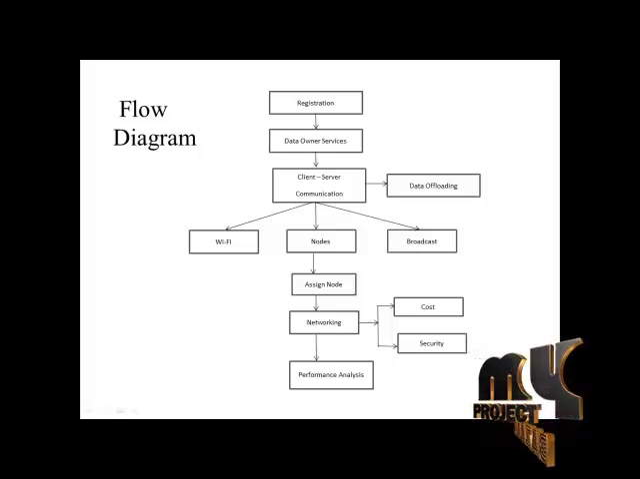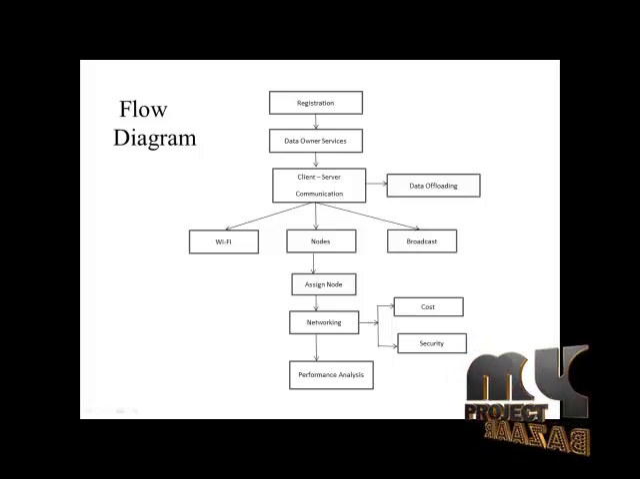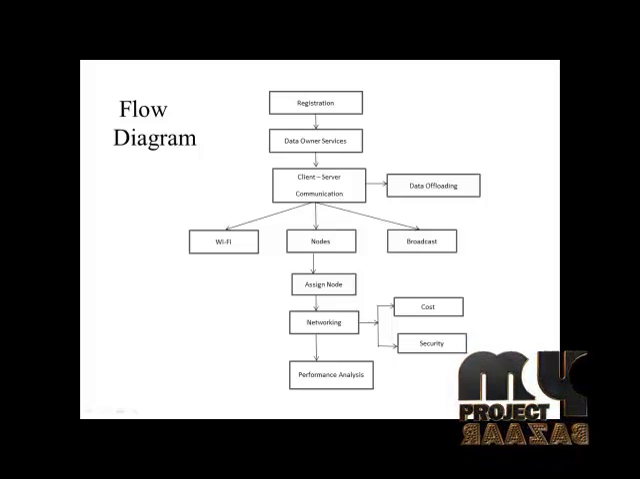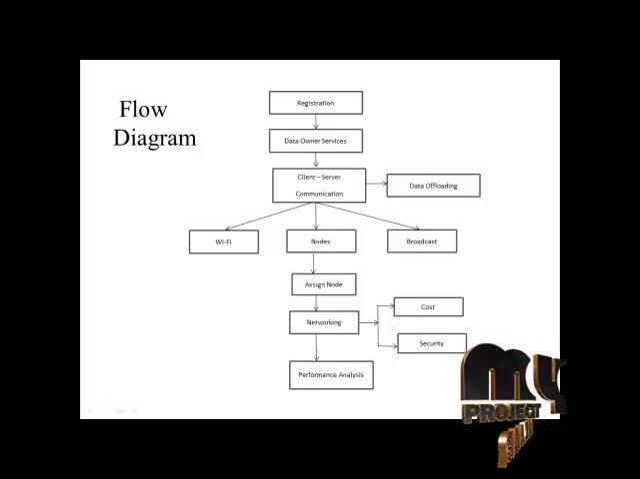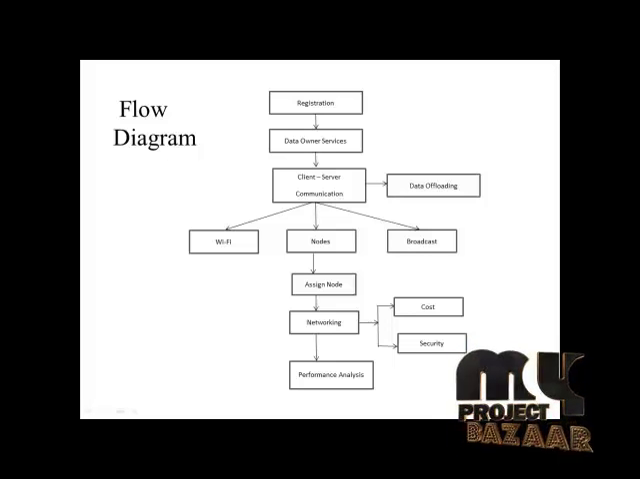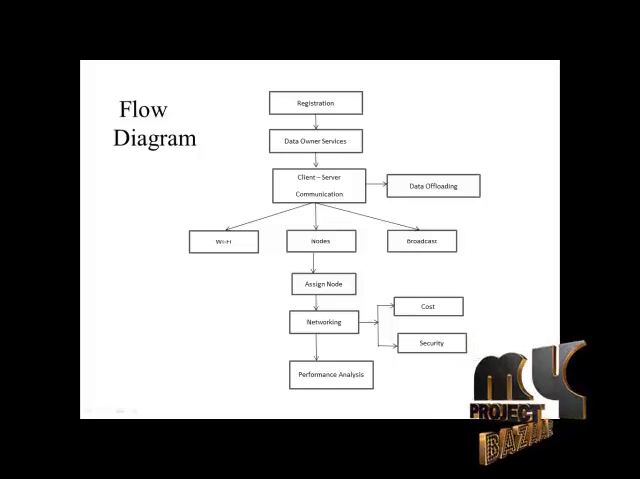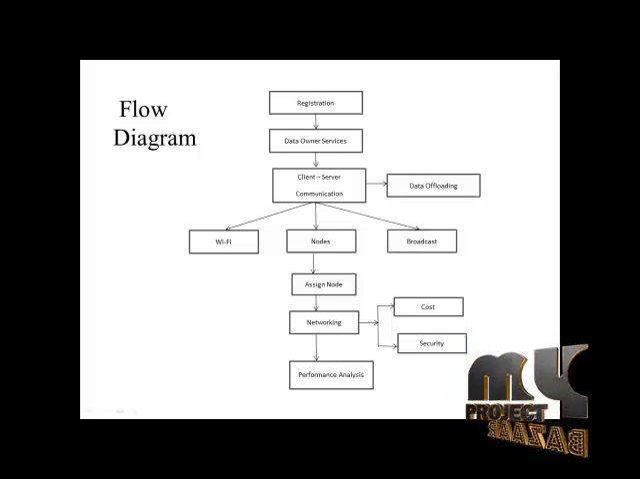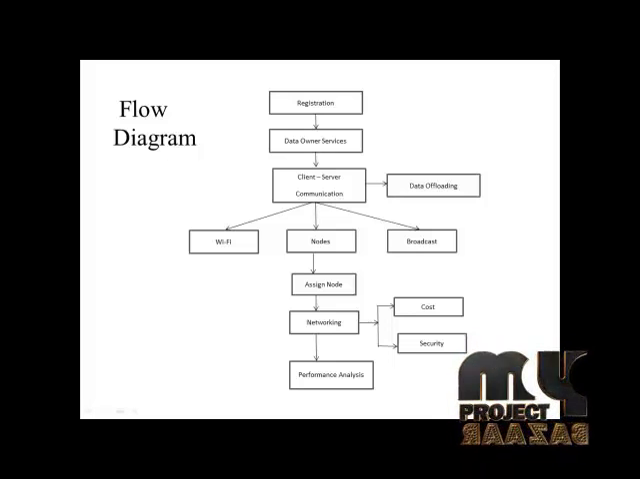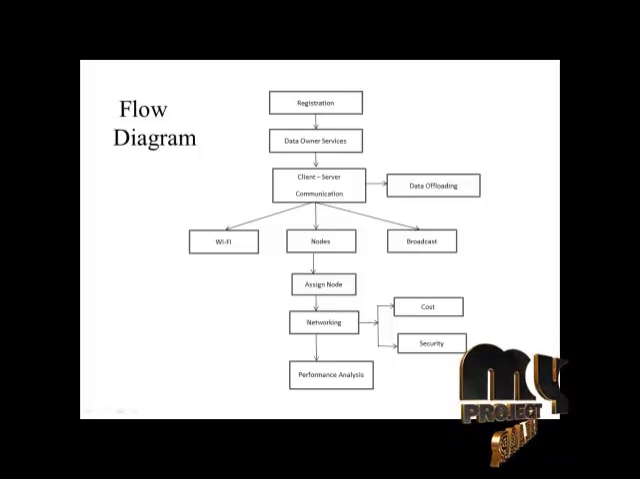Then the process comes to client-server communication. The client sends a request to the server and the server sends a response to the client. This client-server communication is based on certain processing nodes. Then comes data offloading, which means Wi-Fi offloading. The data offloading is allocated across certain components such as Wi-Fi and nodes, broadcast, cellular networks and femtocells. These are some of the components to be processed.